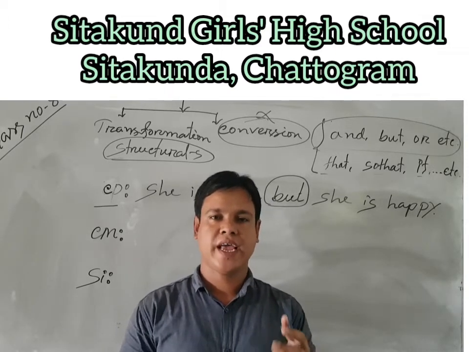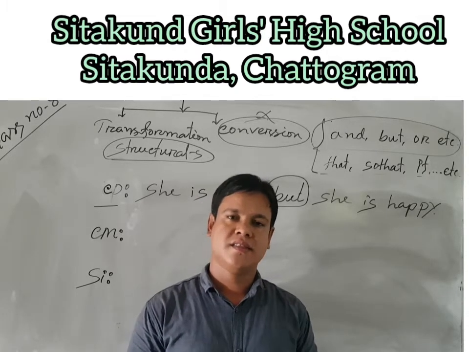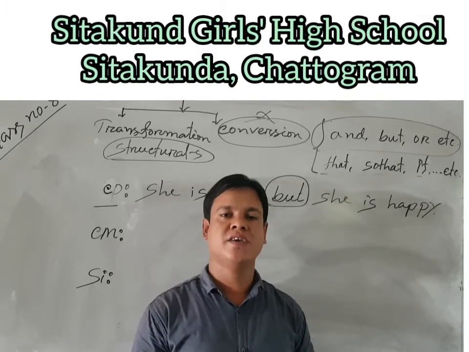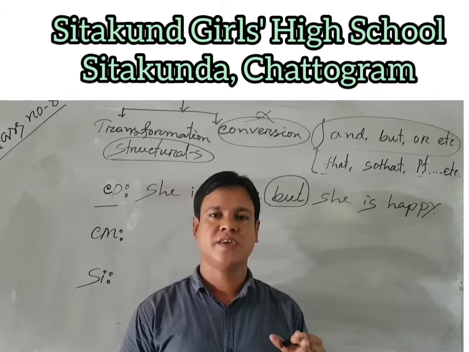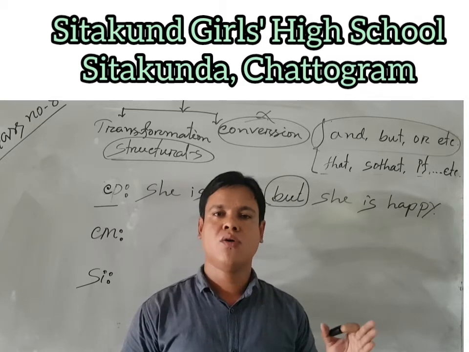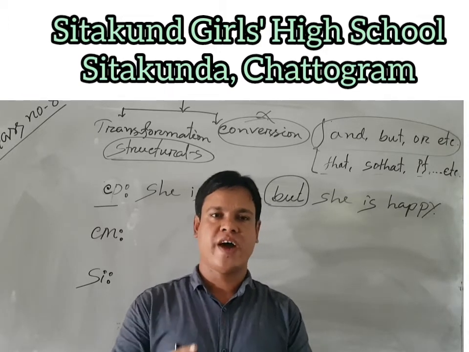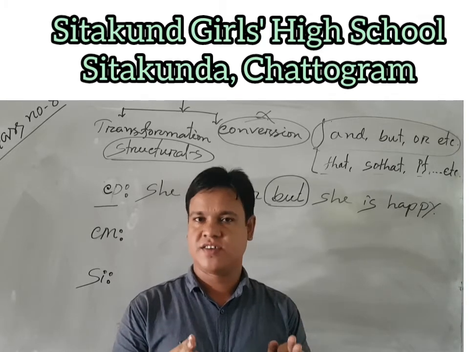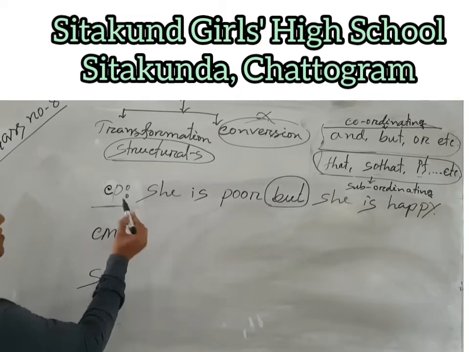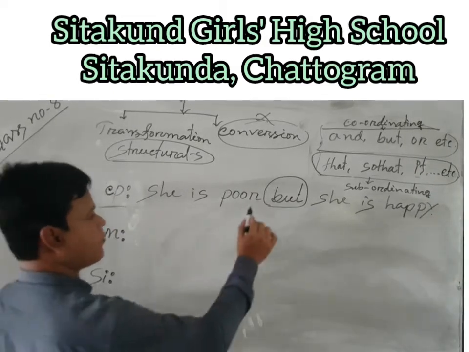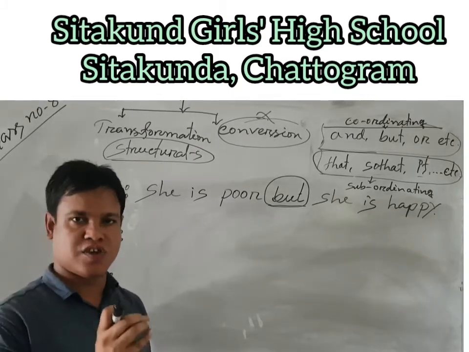If we find any coordinating conjunction like and, but, or, then the sentence will be compound. And if we find any subordinating conjunction like that, so that, if, unless, though, although, then the sentence will be complex. And if we do not find any conjunction, then the sentence will be simple. This is the example of a compound sentence because there is a coordinating conjunction, but. Now we are going to transfer the sentence to complex.